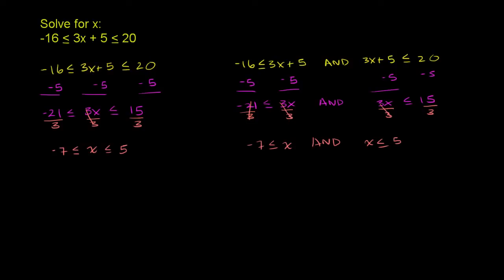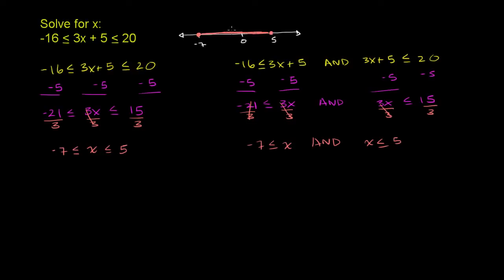And if we want to graph it on a number line, it would look like this. This is 0, this is 5, this is negative 7. Our solution set includes everything between negative 7 and 5, including negative 7 and 5. So we have to fill in the circles on negative 7 and positive 5, and it is everything in between. That's our solution set.